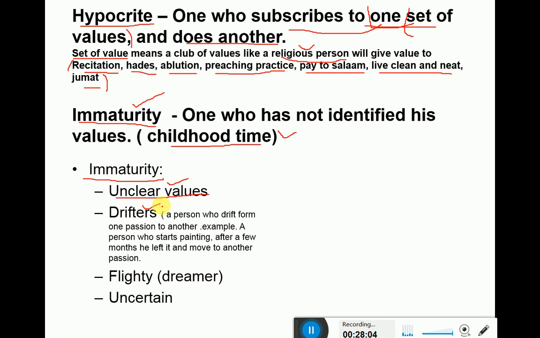While on the other side we have maturity. In contrast to immaturity, we have the word maturity. Maturity means a person who is mature, simply stated. The traits of a mature person are, first, clear values. All values are clear to me. It means that the person knows which thing is more valuable to him, what is more important. Second, life purpose. The purpose of their life is clear.